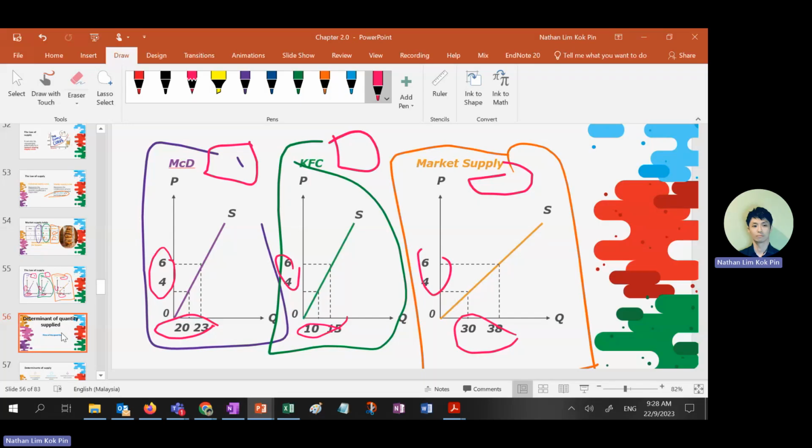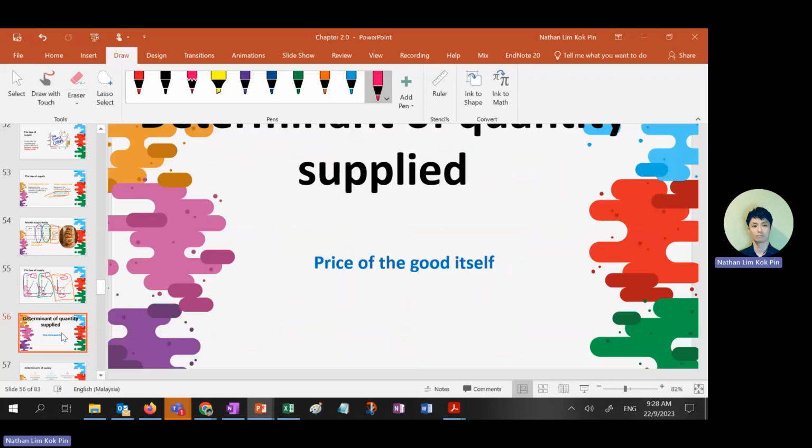As usual, economics never have enough time to cover everything. So, quantity supply. Very slow today.